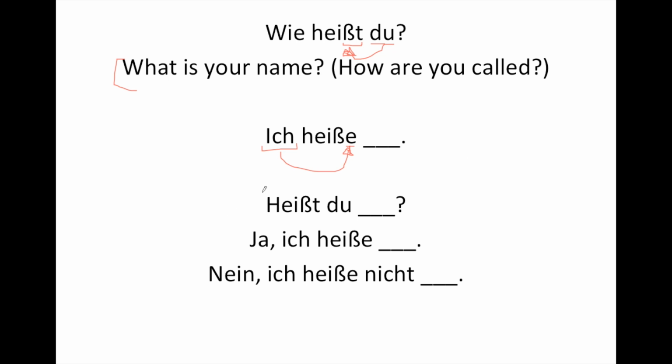For our yes and no questions, we have heißt du blank. Is your name or are you called? Literally, are called you blank. Heißt du Alexander? Nein, ich heiße nicht Alexander, ich heiße Elliot. Heißt du Elliot? Ja, ich heiße Elliot. So for this one, we're starting with our verb, heißt, and then we have our subject, du. Again, we have the st ending sound.